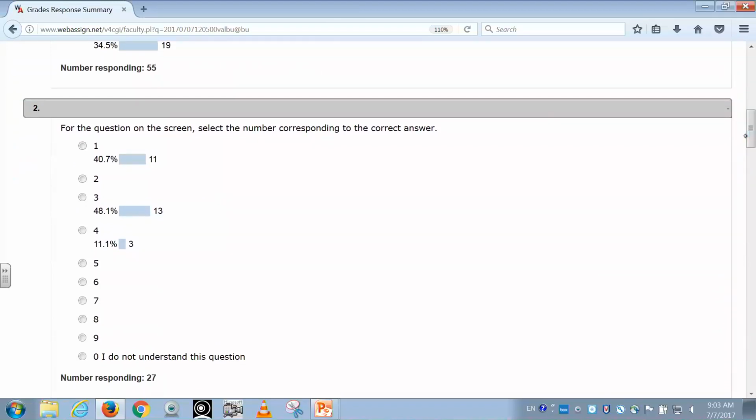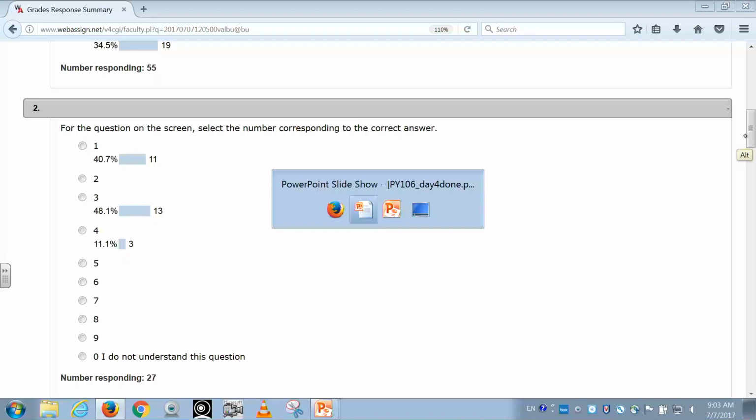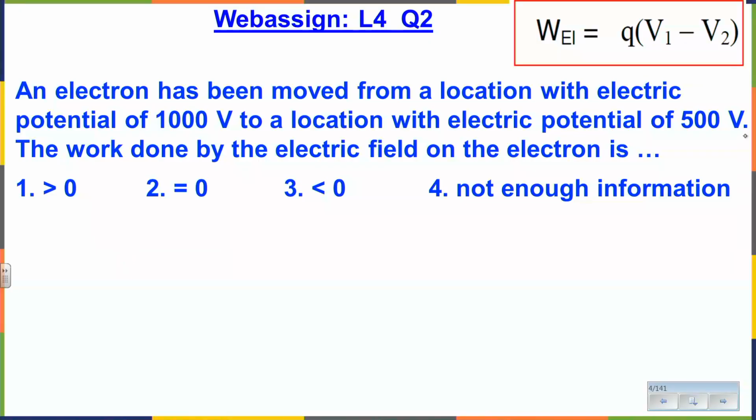Well, we have all possible answers except 2. Someone should choose 2. 2 feels lonely. 2 would be wrong, of course. Well, but positive or negative? The equation tells us all we have to do is just plug the numbers, a charge.